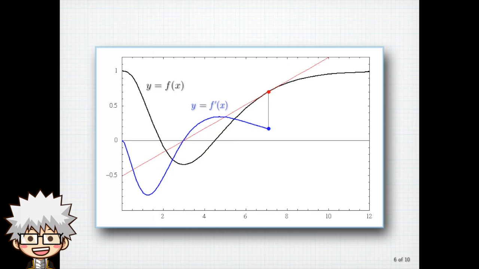And notice that as the graph of f tends to level off, the graph of f prime is approaching the x-axis.